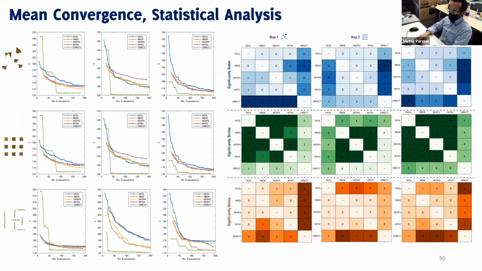In terms of mean convergence and statistical analysis, we can see the following results. Basically, branch and bound is quite successful in the maps of type 1, that means the maps which are non-convex, but it's not so successful in the maps of type 2, which are these kinds of symmetric configurations, over independent runs, as shown by the p-values here. However, in map number 3, the direct search is also somewhat competitive.